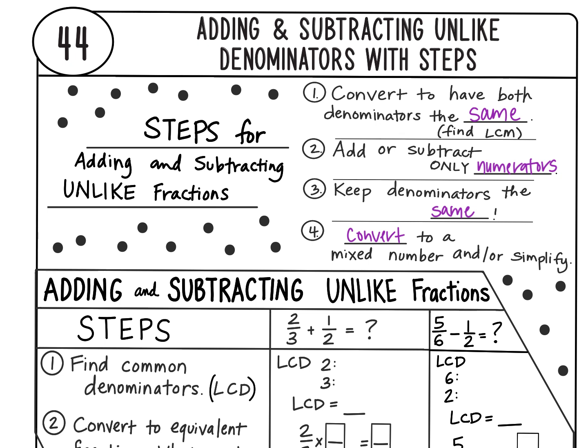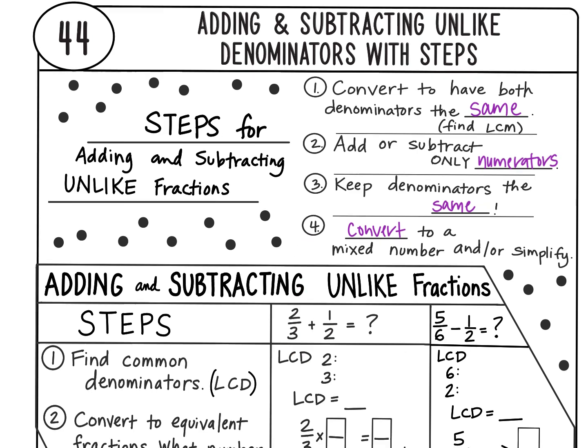So convert to have both denominators the same. We do that by finding the LCM, least common multiple. Then we add or subtract the numerators. Denominators will stay the same, and then you just simplify. Okay, so let's see what that might look like. Let's look at our first example.